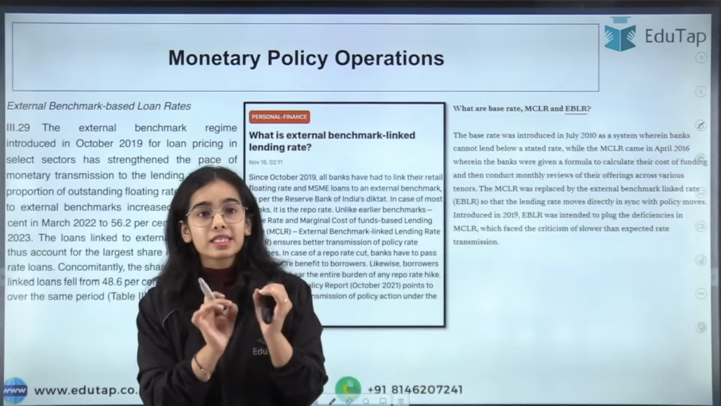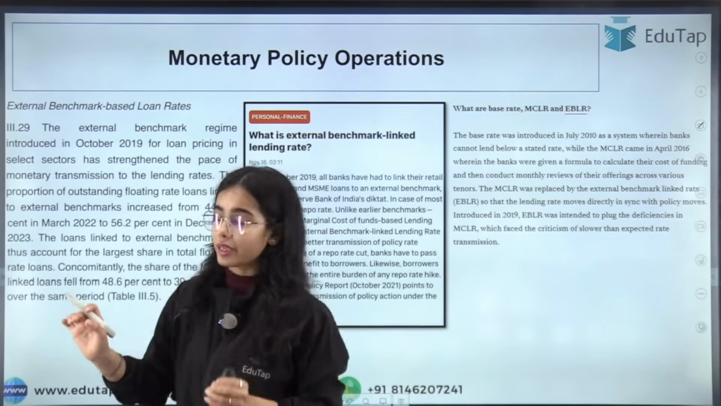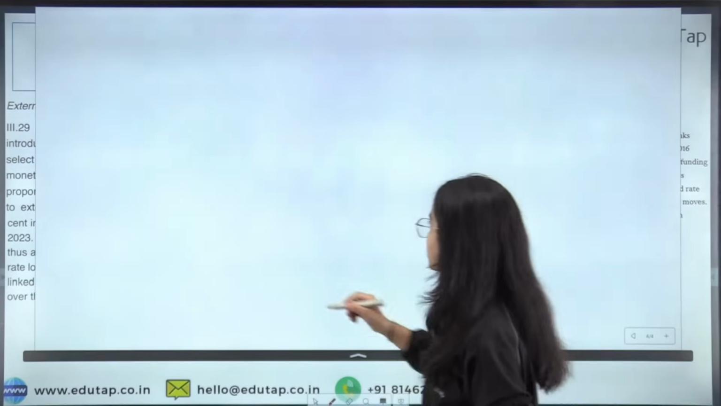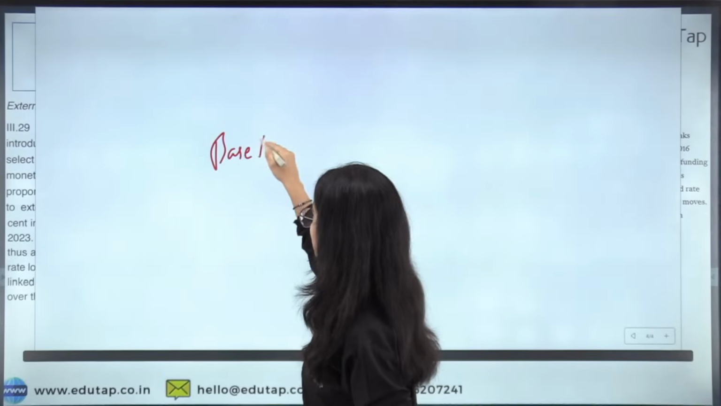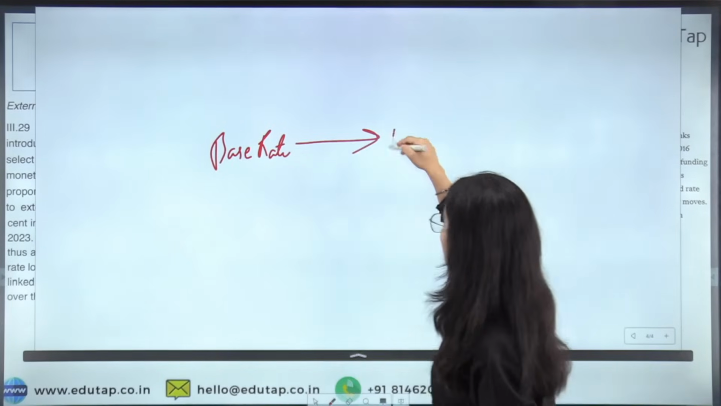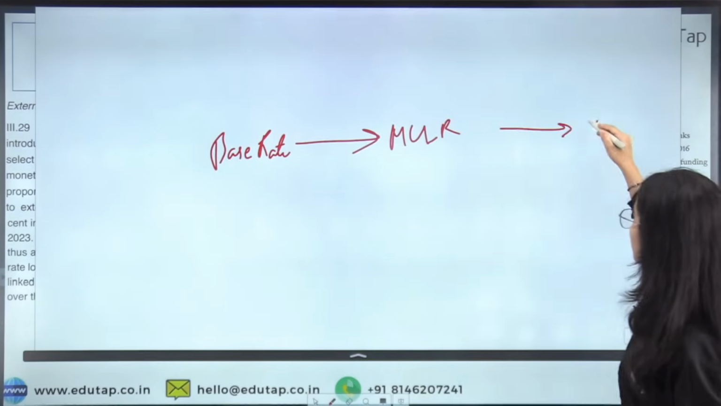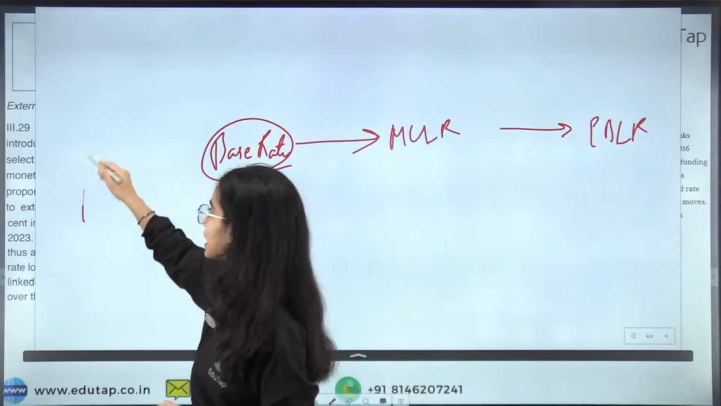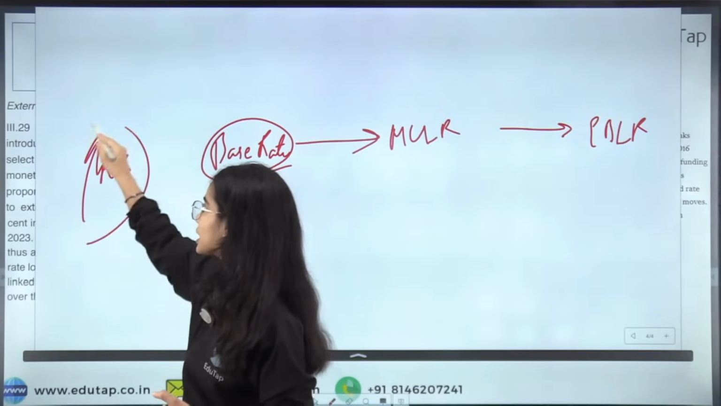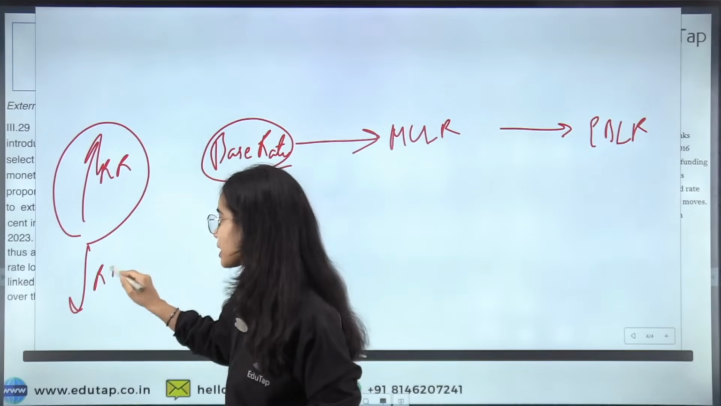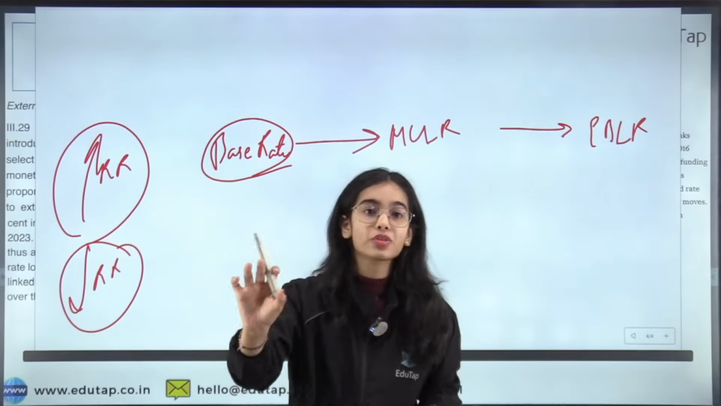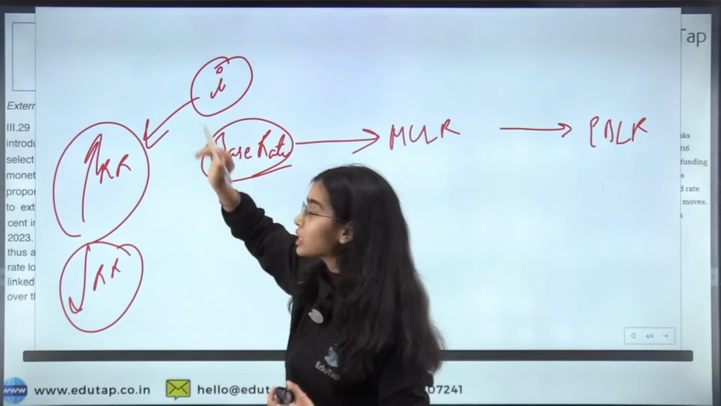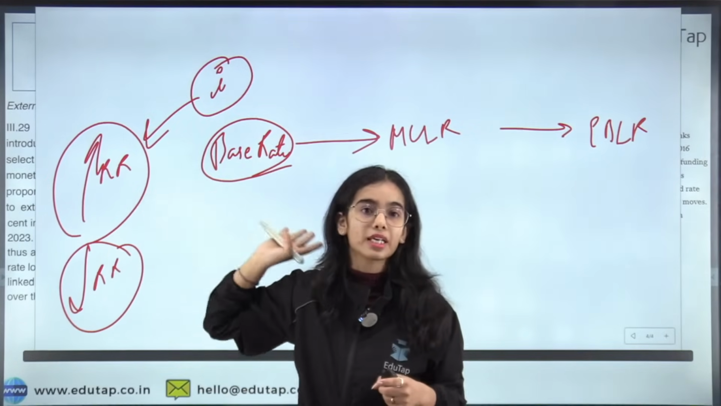Now, the external benchmark based lending rates. So first of all, see, the idea is before there was the base rate. Then later on MCLR came, then later on EBLR came. See, if RBI is increasing the repo rate or if RBI is decreasing the repo rate, RBI wants the interest rate in the economy to follow the changes in the repo rate.